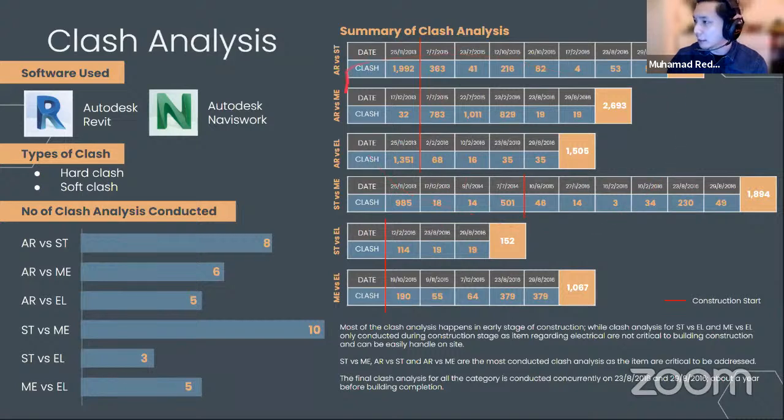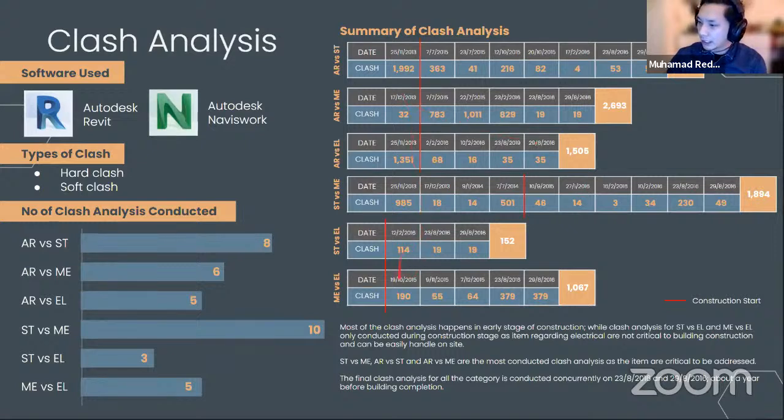If we see the summary of clash analysis here, the most typical clashes we found are between, again, structure and architect, and also architect and M&E, and structure and M&E. These three are the most typical clashes found in this project. This red line indicates the construction phase start. You can see most of the clash analysis was conducted during the first and second day of construction.